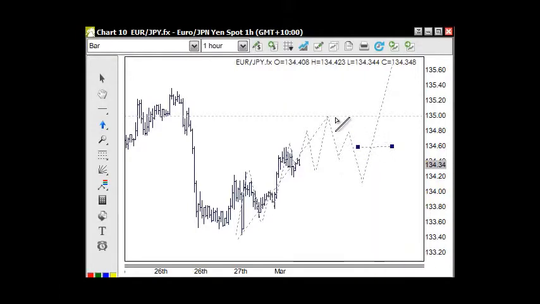So it is important to understand this little structure here. At least we know where the line in the sand is drawn, and we know where we're right and we're wrong, and it helps us manage things a little bit better. But as it stands, we're looking for a move lower from this point here, not this one.